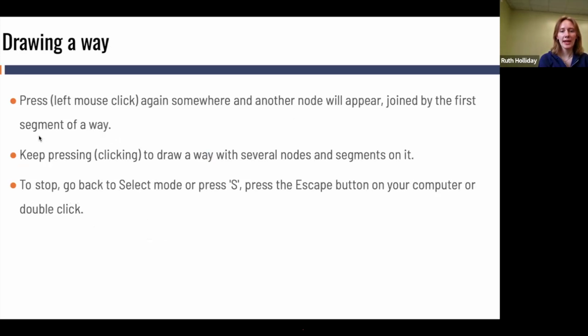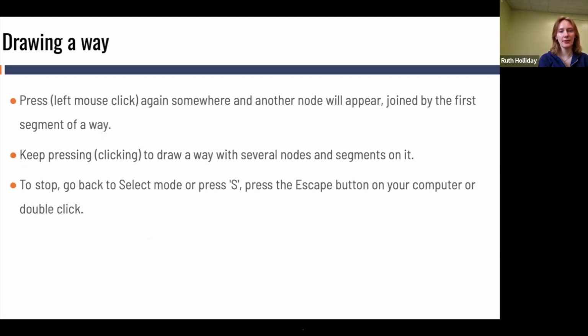Then to draw a way, you will press the left mouse click again somewhere in the map view. And if you move your mouse, you'll see that a line segment is connected to that node. If you keep left clicking, you can create several nodes that are connected by segments. To stop, you go back to select mode or press S, or you can press the escape button or again, double click.